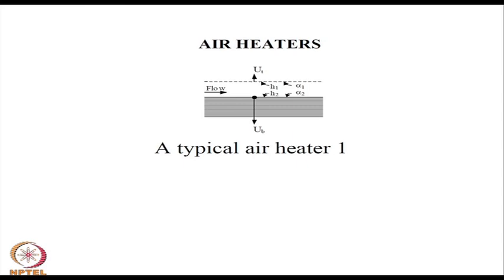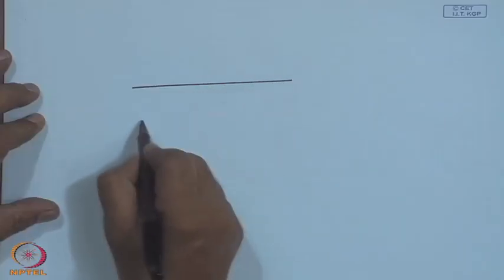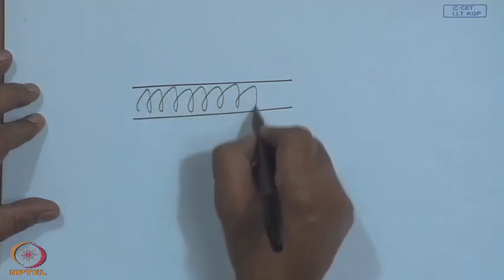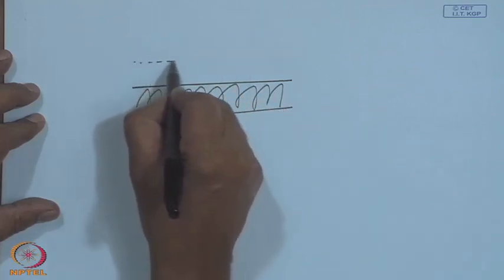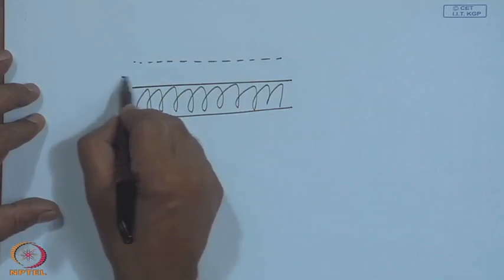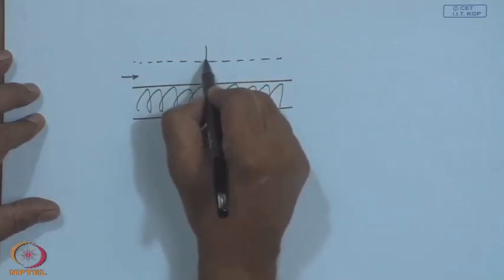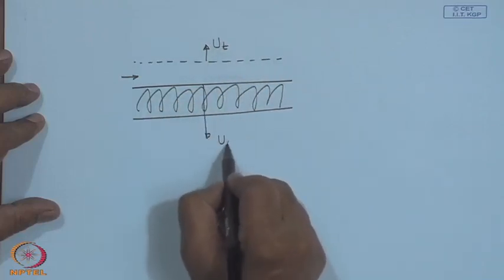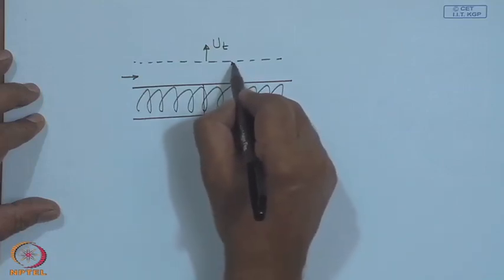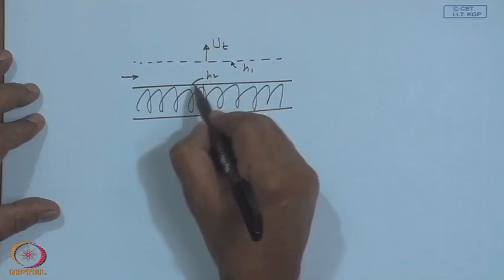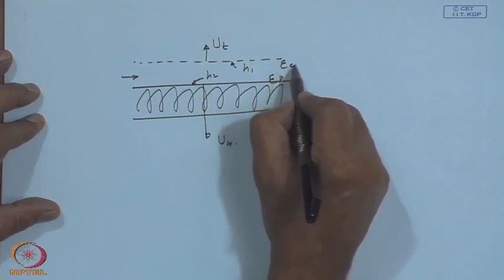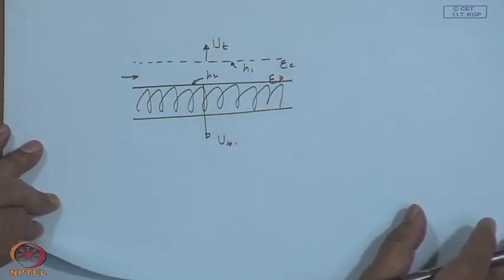Now, air heaters we have considered in detail, two of the typical air heaters where there is one absorber plate and there is a glass cover at the top of it, and the flow may be like this between the top glass cover, which has a loss coefficient of UT, and a bottom loss coefficient of UB, and the heat transfer coefficients being H1 and H2, with epsilon P and epsilon C, or the corresponding absorptivities.